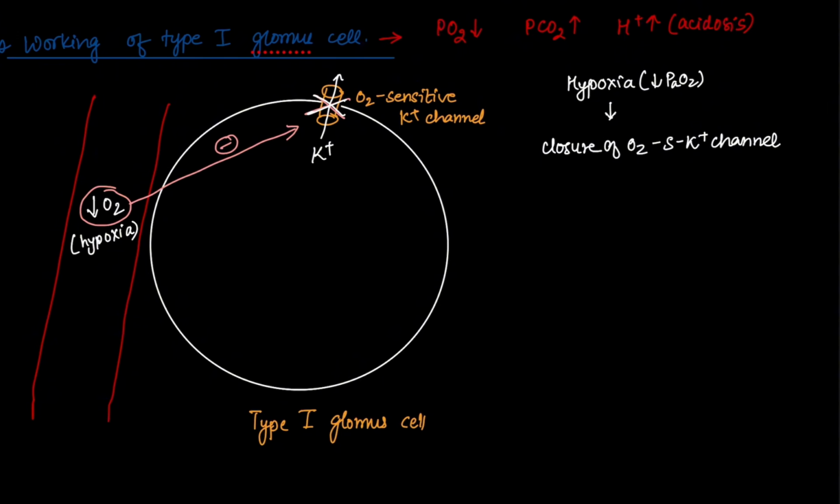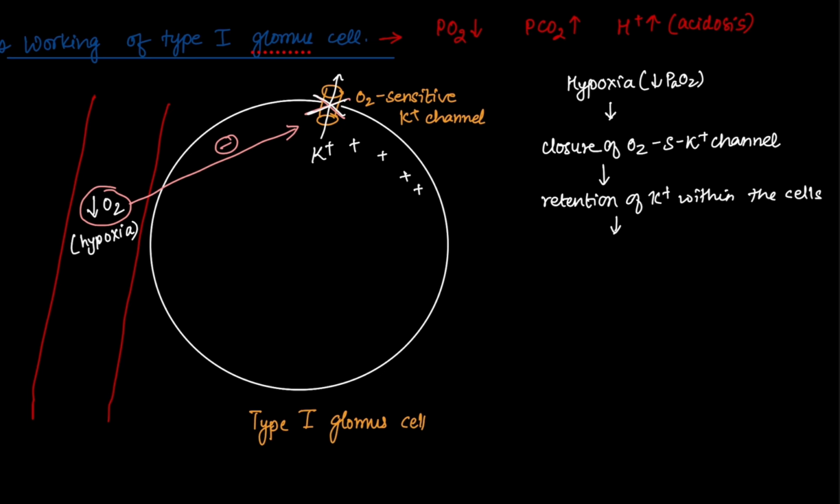If there is no adequate oxygen, these channels will remain closed, and if these channels remain closed, the potassium efflux will not be possible. There will be no potassium efflux. The potassium will get retained within the cell. That means there is going to be a high amount of positive charge within the cells.